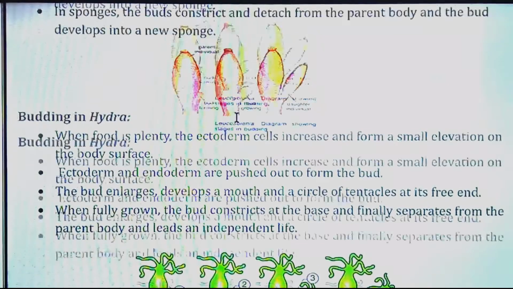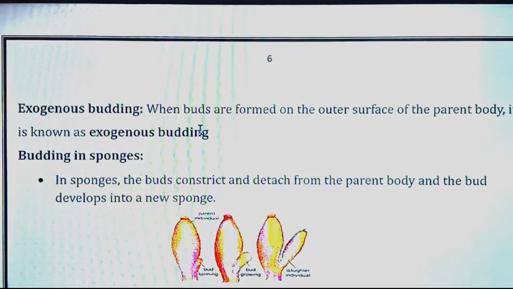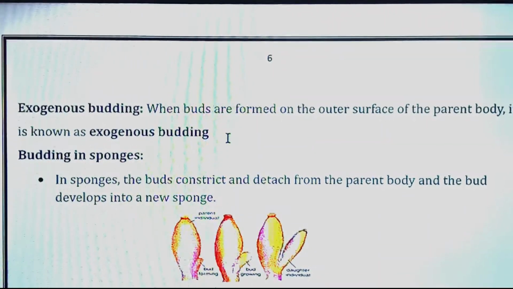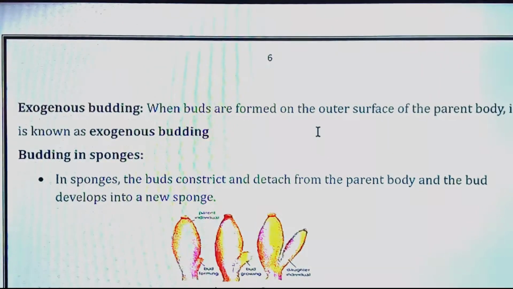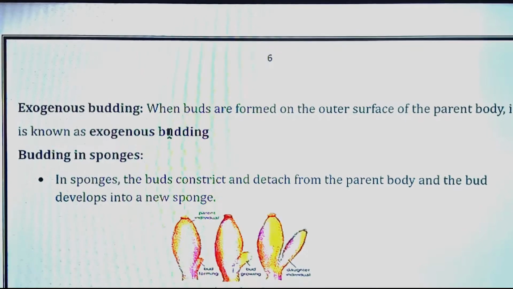In hydra and sponges we can see exogenous budding. There are two types of budding: endogenous budding and exogenous budding. Exogenous budding is seen in hydra and sponges. Here the buds will be formed from the surface of the parent body, so we call it exogenous budding.